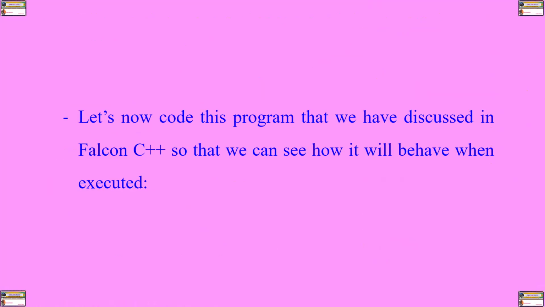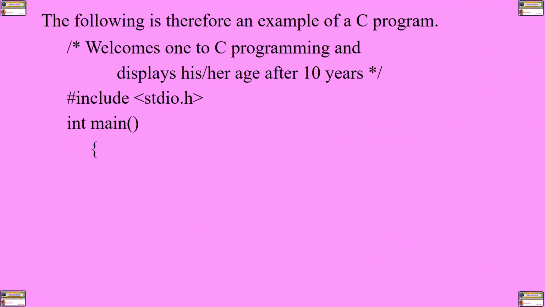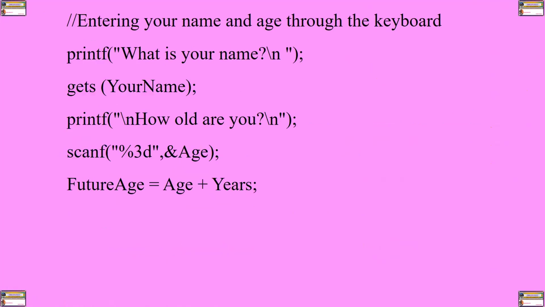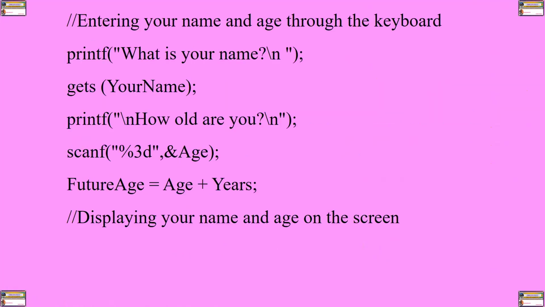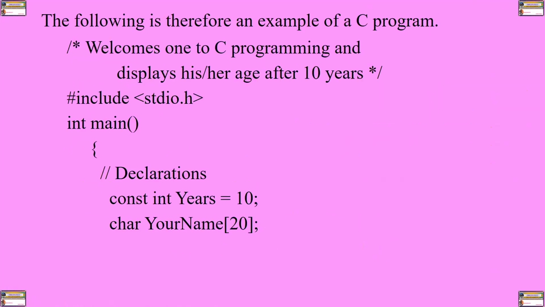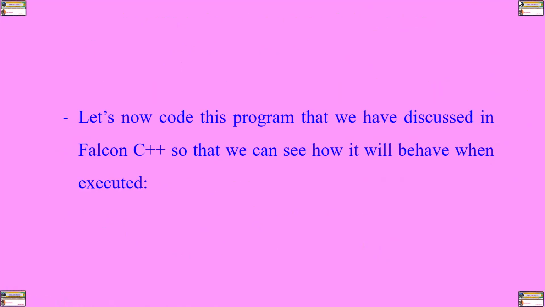Let us now code this program that we have discussed in Falcon C++ so that you can see how it will behave when executed. So what I'm just going to do is copy this program of mine because I've already explained it, and put it in my IDE. Then we are going to see whether it will behave as I have already explained. So how do we proceed?